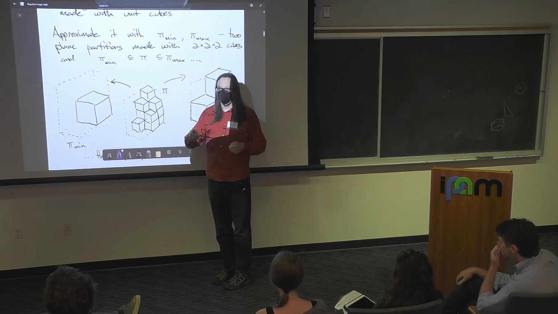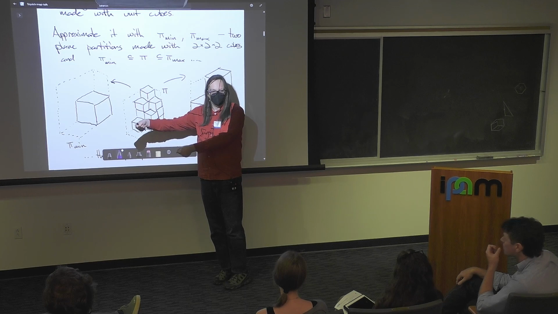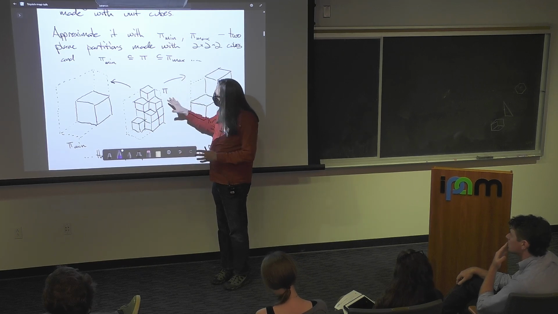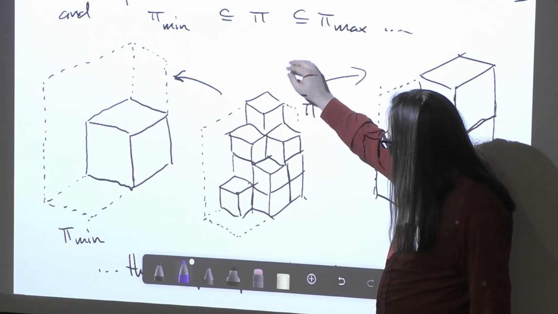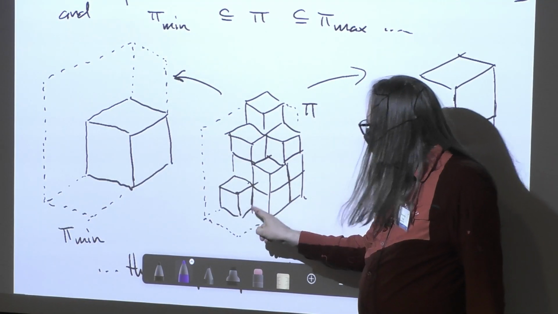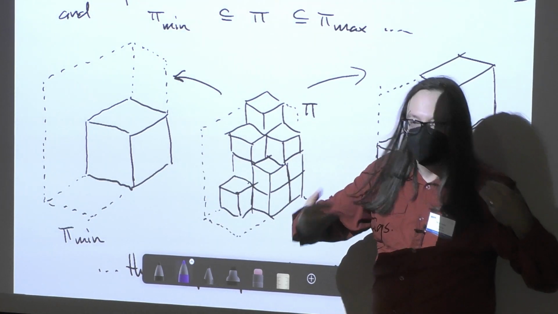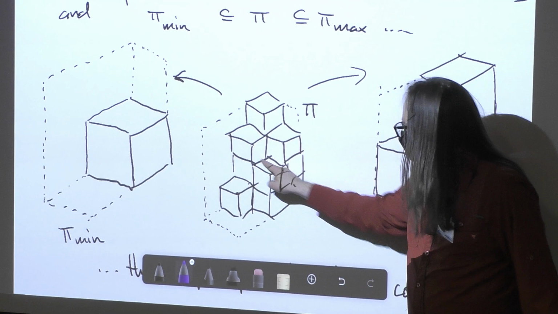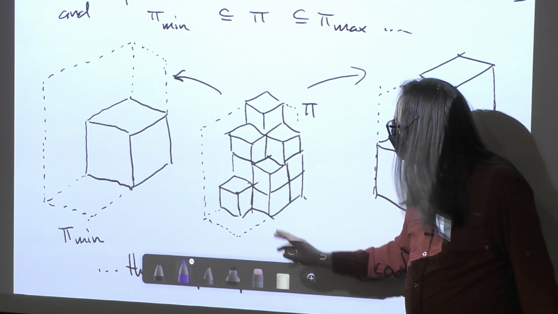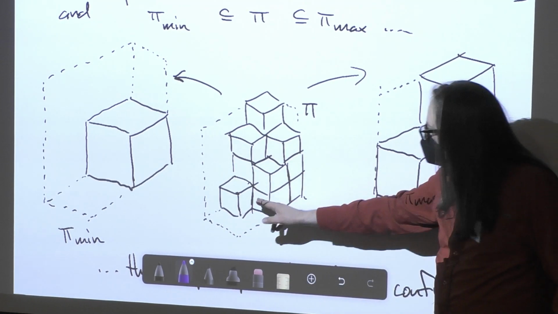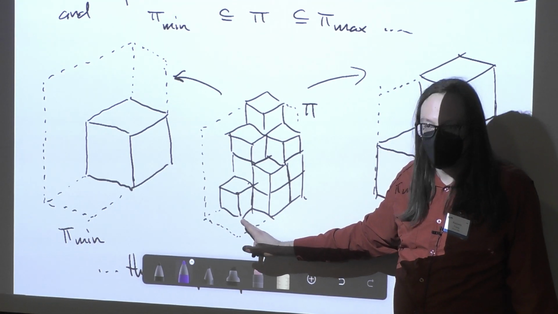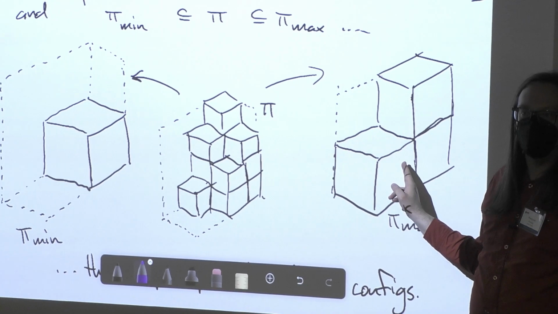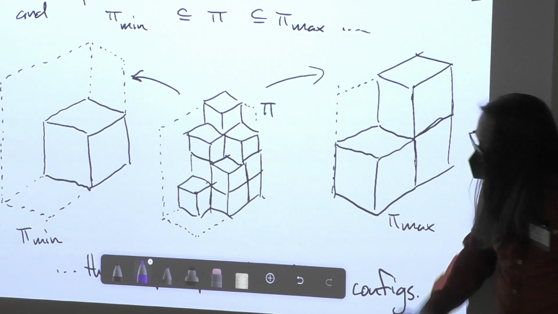This is like building something out of Lego and then trying to build the same thing out of Duplo, right? There's two things you could do. You can round down: whenever I don't have a full 2 by 2 by 2 cube, I take that stuff out. When I do that, I get pi min here. It's just one big 2 by 2 by 2 cube coming from this junk in the corner here. Or I could round up. Whenever I have a partially full 2 by 2 by 2 cube, I fill it in, and I get this other thing called pi max. Okay?